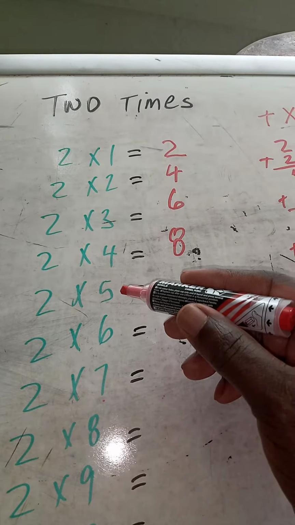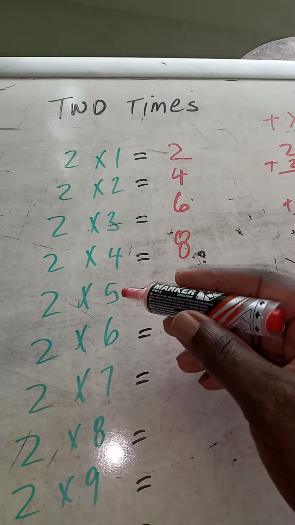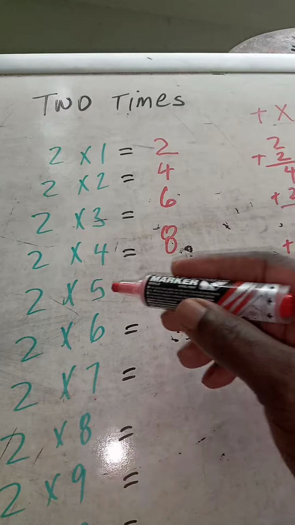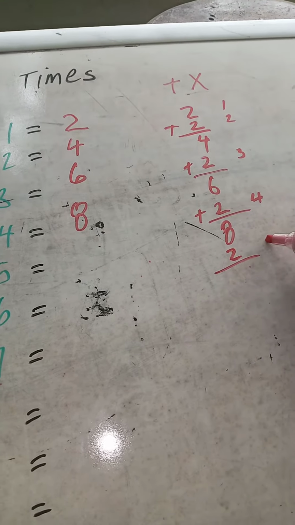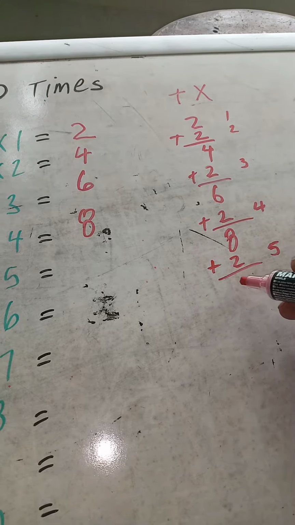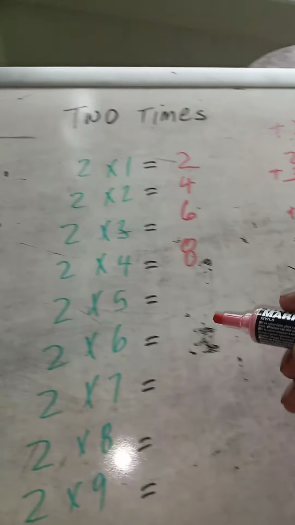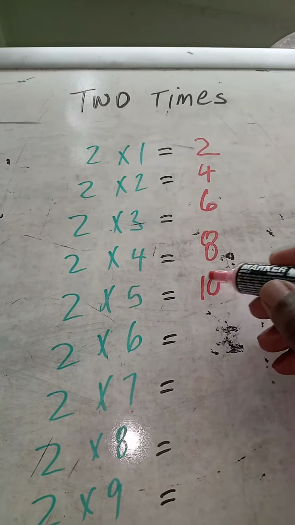2 times 5. It is giving you the value of 2, 5 times. So we have 4. Let's just add another 2 again to make it 5. 8 plus 2 equals 10. So 2 times 5 equals 10.